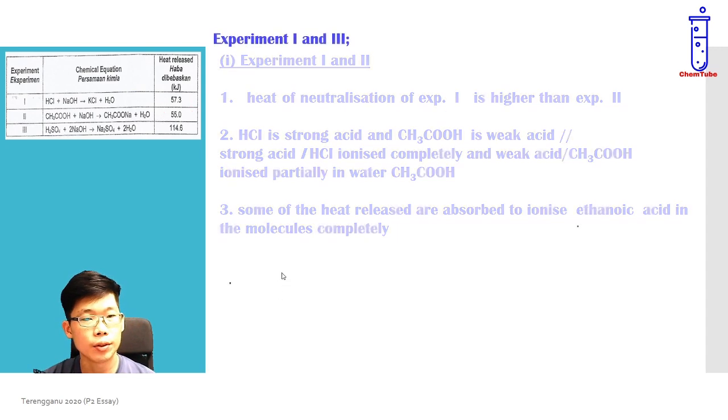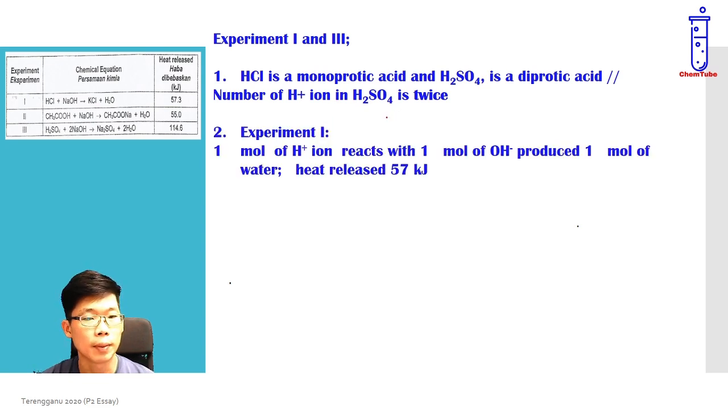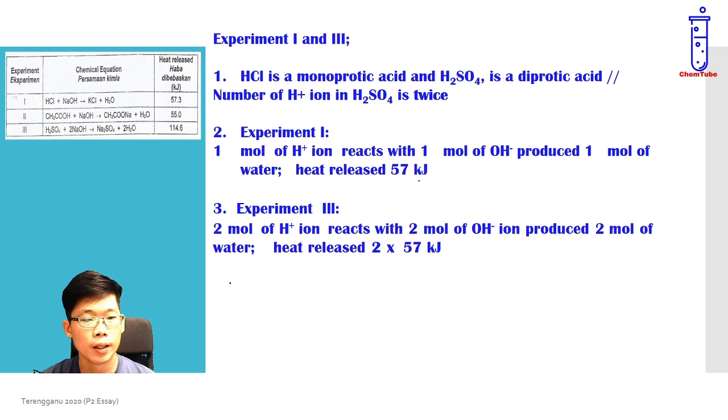Okay, so 1 and 3, hydrochloric acid is the monoprotic acid and sulfuric acid is the diprotic acid. Or you can mention the number of hydrogen ions in the sulfuric acid is twice. So in experiment 1, 1 mole of hydrogen ions reacts with 1 mole of hydroxide ions to produce 1 mole of water, so the heat release is 57 kilojoules. For experiment 3, 2 moles of hydrogen ions react with 2 moles of hydroxide ions to produce 2 moles of water, so the heat release is double, 2 times 57 kilojoules. So it's 114.6.